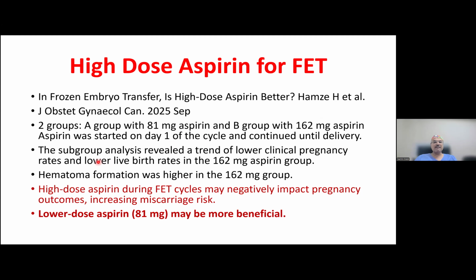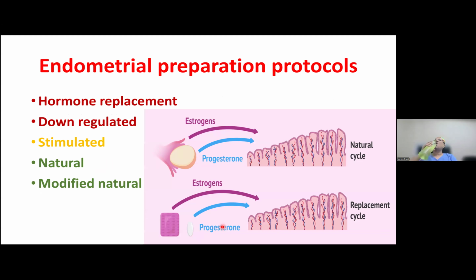delivery. They found a trend of lower clinical pregnancy rates and lower live birth rates in the high dose aspirin group. Hematoma formation was higher in the higher dosage group, and high dose aspirin during FET cycles may negatively impact pregnancy outcomes by increasing the miscarriage rates. And they suggested that low dose aspirin may be more beneficial. So, this is a very important take home point I think that we can follow: instead of giving 150, just give 75 for all our patients.